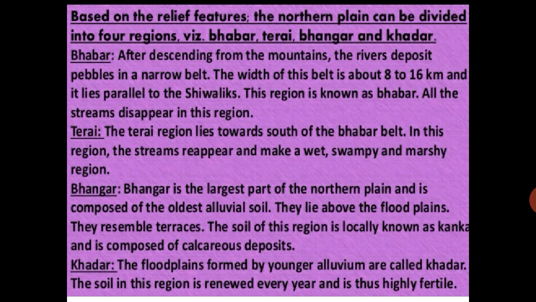Now, based on the relief features, the northern plain can be divided into four regions: Bhabar, Terai, Bangar, and Khadar. Now see Bhabar. After descending from the mountains, the river deposits pebbles in narrow belts. The width of this belt is about 8 to 16 kilometers, and it lies parallel to the Shivaliks. This region is known as Bhabar. All the streams disappear in this region.